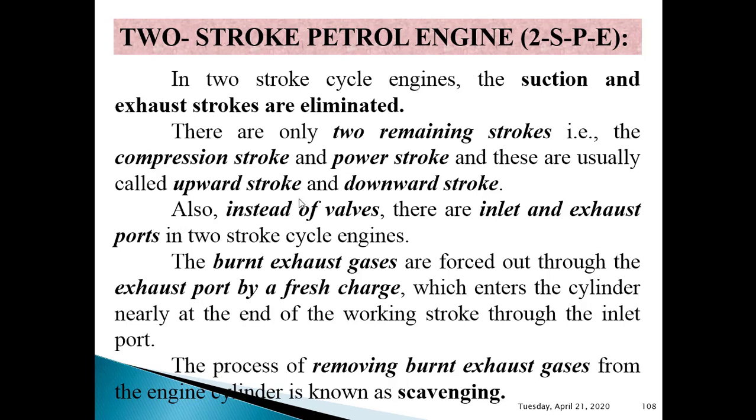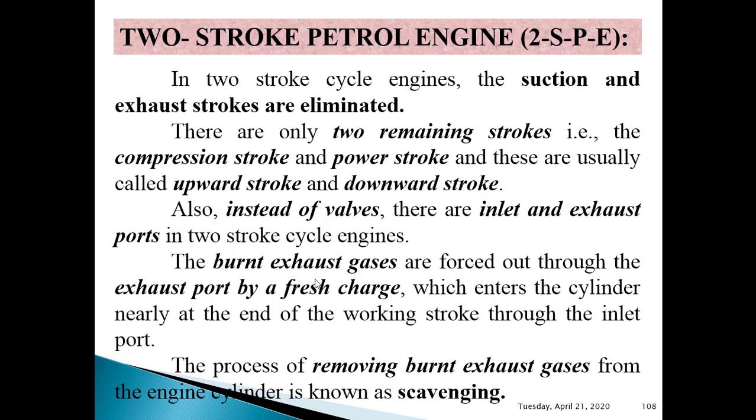One more difference between the four-stroke and two-stroke petrol engine is that, instead of valves, there are inlet and exhaust ports in two-stroke cycle engines, which I will show you in the construction part in the next slide. In four-stroke engines, the opening and closing of the inlet and exhaust was done by valves, which opened and closed to permit the entry of fuel and exit of exhaust gases. Here you will not find any valves. Instead, we can see some ports. Actually there will be three ports in this two-stroke petrol engine, and I will show you in the diagram next.